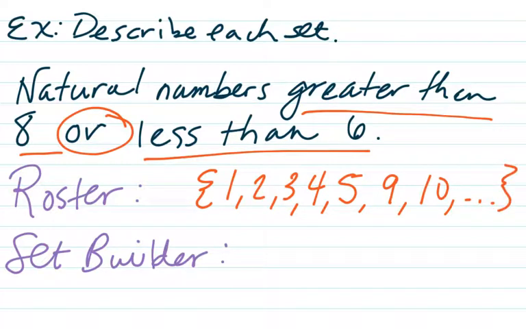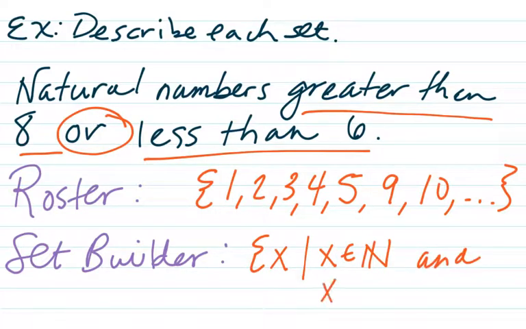Okay? You could have also written it 1, 2, ... 5, comma 9, comma 10, comma ... But this way you get the representation that there are numbers that are skipped. We skip 6, 7, and 8. So in set builder notation, we would say this is a set of x's such that x is in the natural number system and x is greater than 8 or x is less than 6.